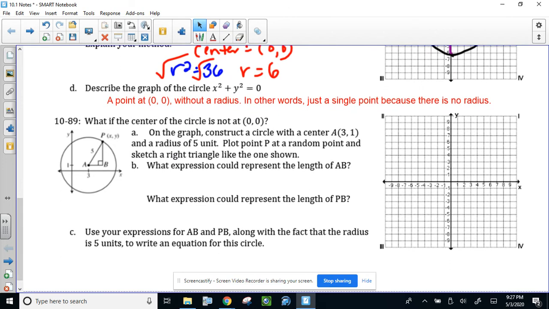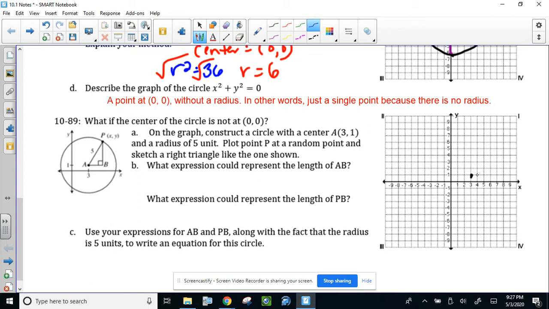Okay, so here's the next part, the next little tricky bit. What if the center of the circle is not at 0, 0? How does that look? So let's see if I can draw this. We're going to say in the graph, construct a circle with a center at 3, 1. So we're going to start here. There's our center, and it's going to have a radius of 5.